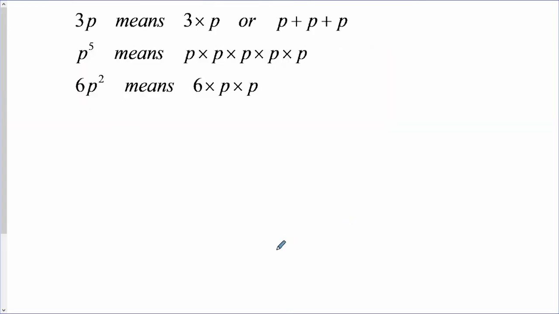Okay. Just some shorthand notation. 3p means 3 times p, which is the same as p plus p plus p. p to the 5 means p multiplied by itself 5 times, 5 factors of p multiplying together. 6p squared means 6 times p times p. It is something different to (6p) squared, which means 6p times by 6p. Notice there's a big difference between these two. In this blue one, the 6 and the p are being squared, whereas 6p squared like this just means that the p is being squared and then multiplied by 6.